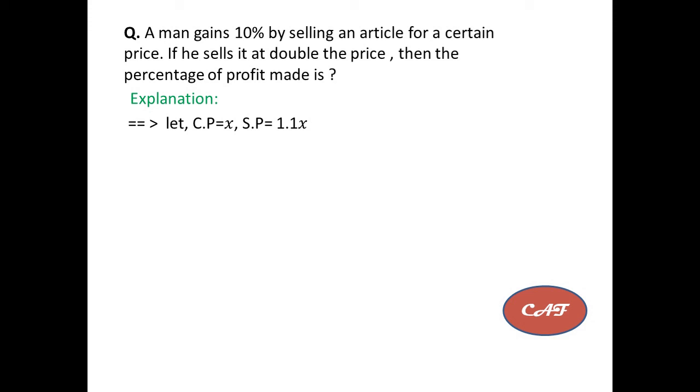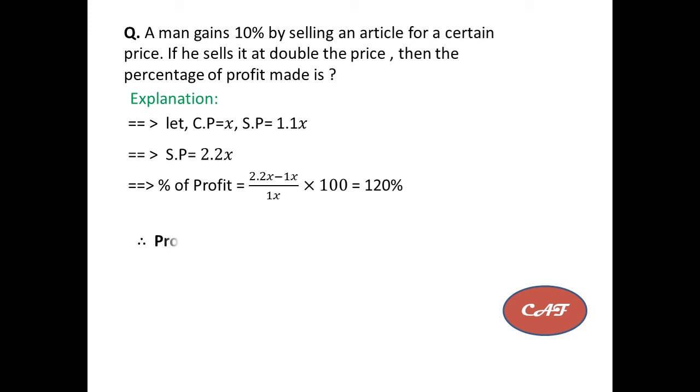So I am in profit. Profit is equal to 1.1x minus x. But what he mentioned, he sells at double the price of SP. So present SP is 1.1x. If you double the SP, 2.2x will come. Then he is asking the percentage of profit. So percentage of profit is equal to profit by CP into 100. So profit formula is SP minus CP by CP into 100. So 2.2x minus 1x divided by 1x into 100. So I will get 120% as the profit if he doubles the price of that SP. Okay, so finally I got 120% as profit.